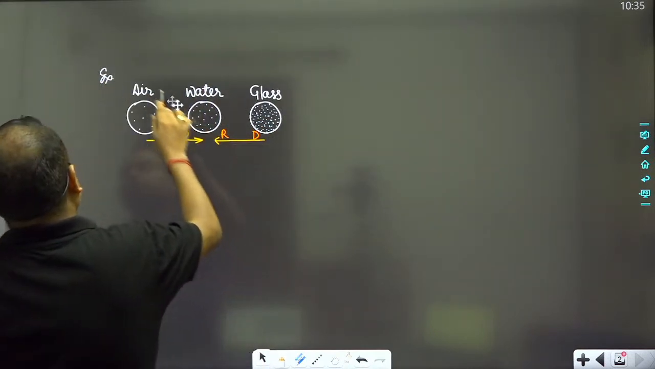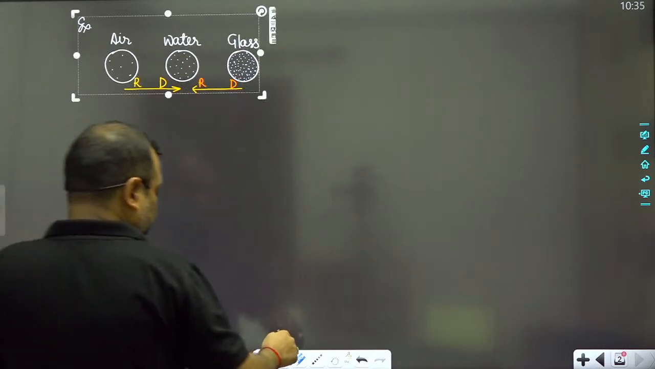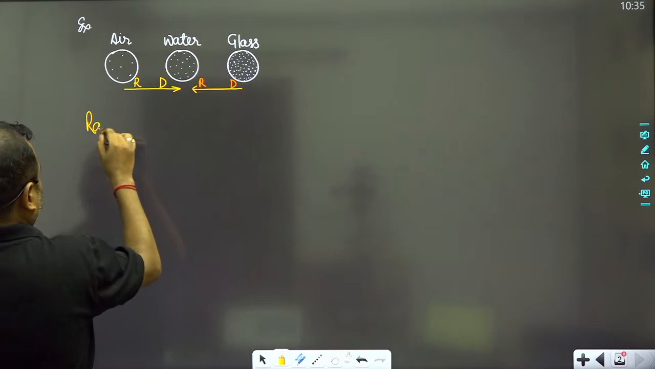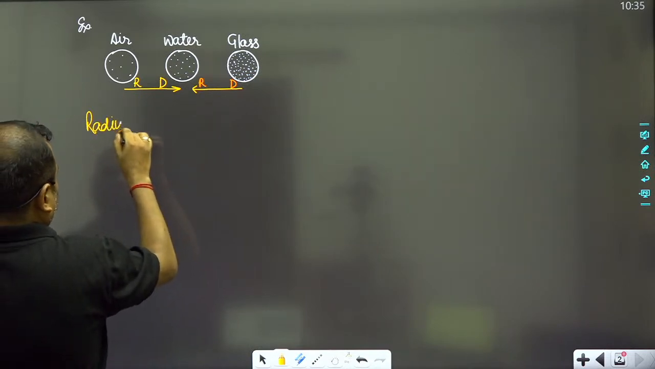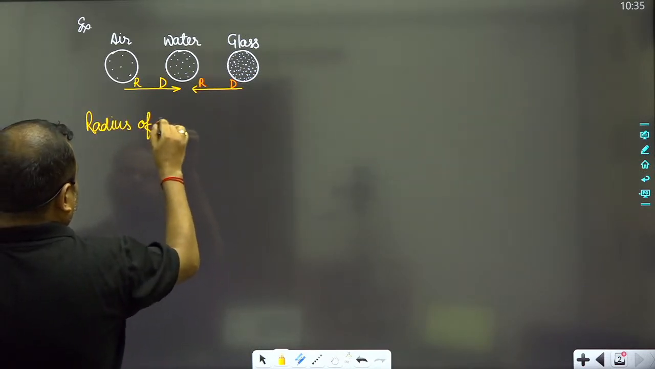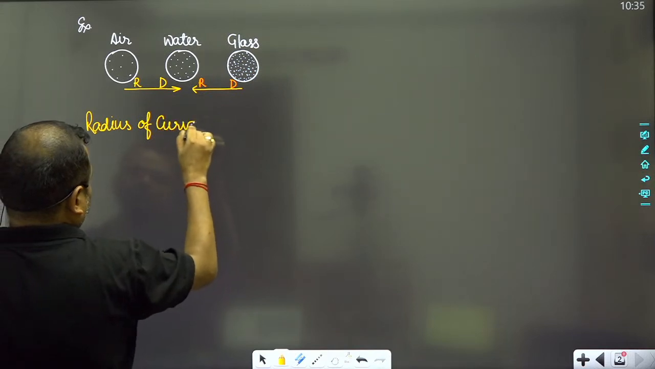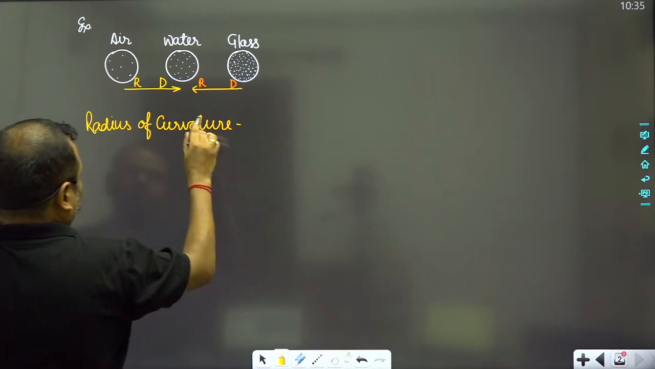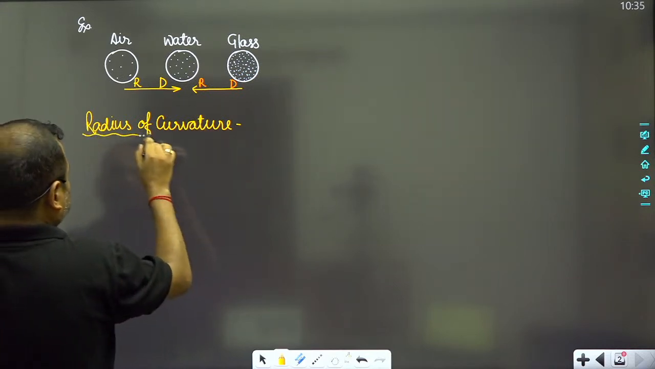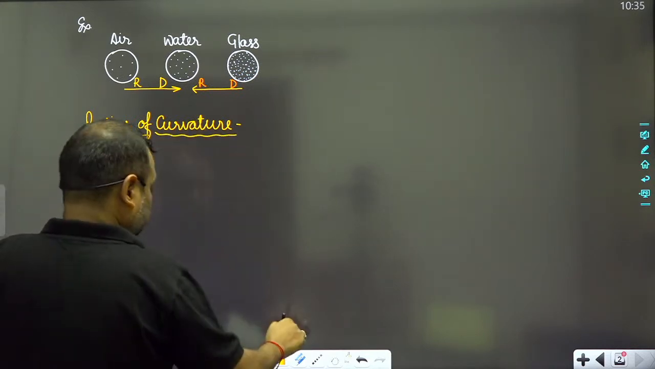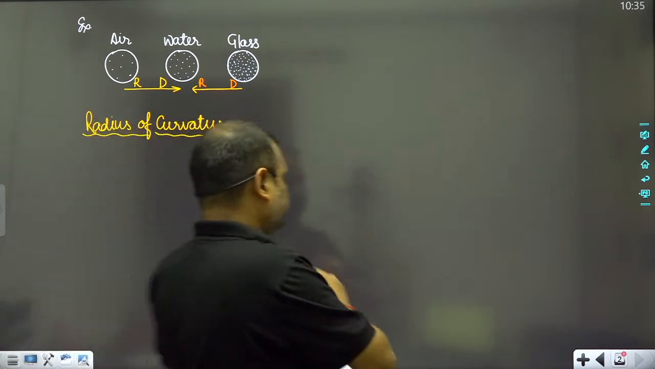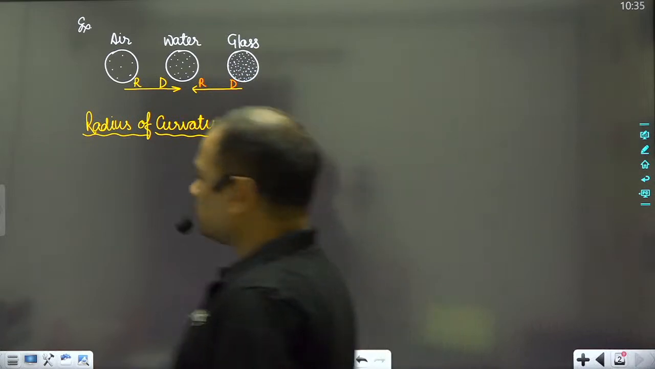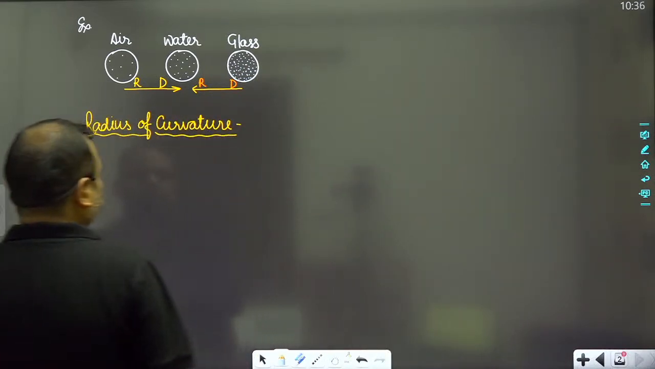Now there is a concept of radius of curvature. My dear students, when we study lens or when we study mirror, then this word comes there: radius of curvature.